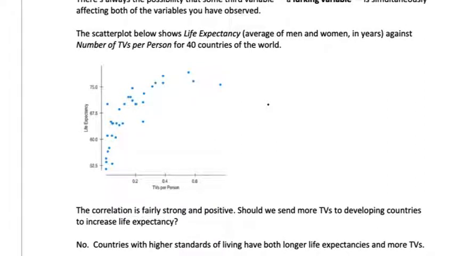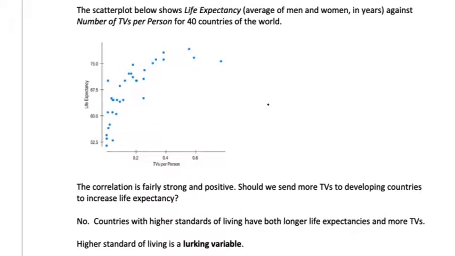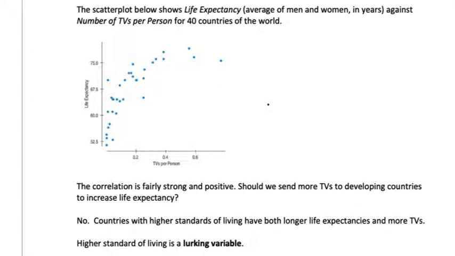So people who have more TVs, or countries who have more TVs per person, also tend to have more money in general, and so they can afford better medical care, and they'll have an increased life expectancy because of that. So we say that the higher standard of living is a lurking variable. So buying TVs doesn't automatically cause you to live longer, but if you can afford more TVs and you live longer, that probably means that you have more money in general.